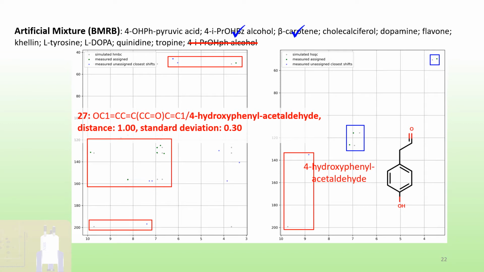Now I added into this candidate list the 4-hydroxyphenylacetaldehyde to probe a negative result. Note that the aldehyde proton prediction is way off. The predicted value is good enough for an aldehyde proton, but we don't have the signal in that region for the artificial mixture. So this is a no-go for this candidate.